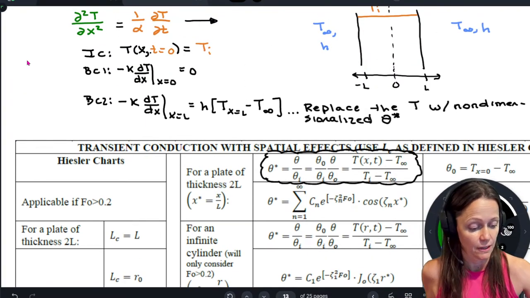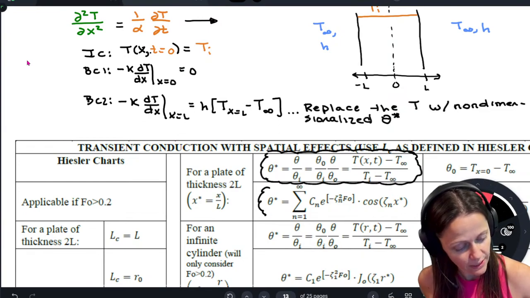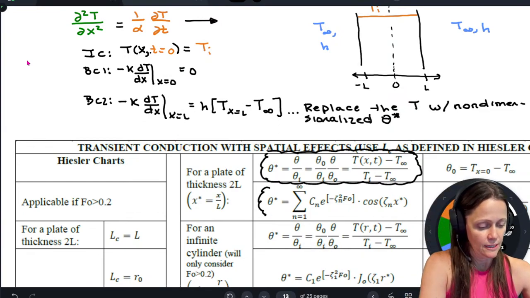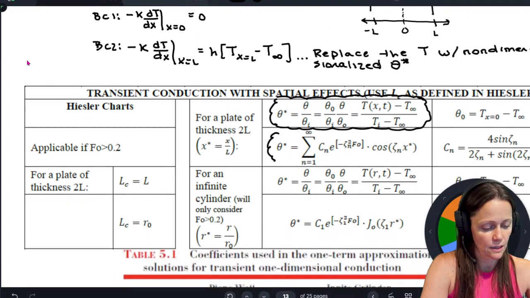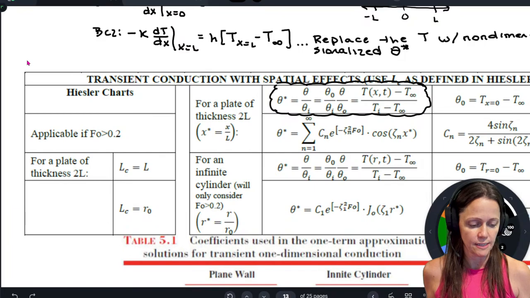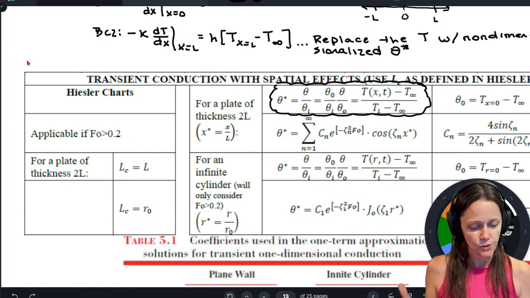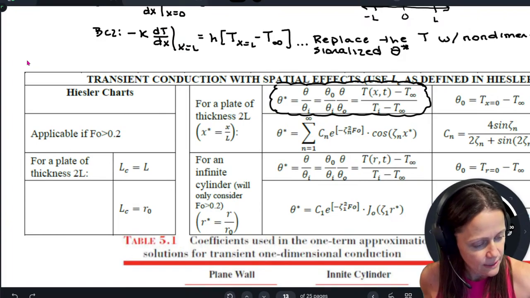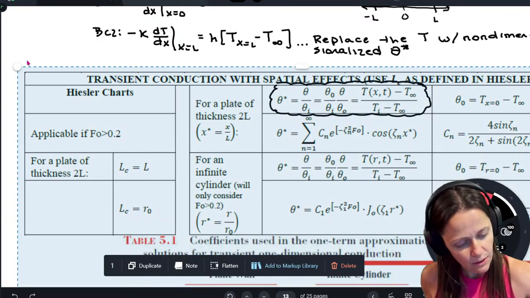And they did solve it, and it's this right here. Let's look at it real quick. What we have is our non-dimensionalized temperature profile, this theta star.